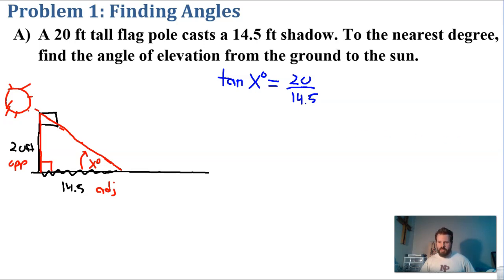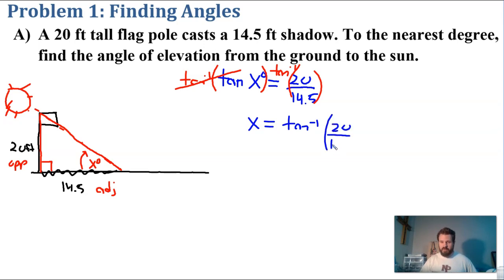Now to do that, you're not going to write this work every time, but technically to cancel out this tangent here, I'm going to take the tangent inverse of both sides of the equation. The tangent inverse is going to undo the tangent. It's going to cancel it out, leaving me with just an x on the left side. And on the right side, what I have then is tangent inverse of 20 over 14.5. Just like always, once I get the x by itself, that's when I'll go to my calculator.